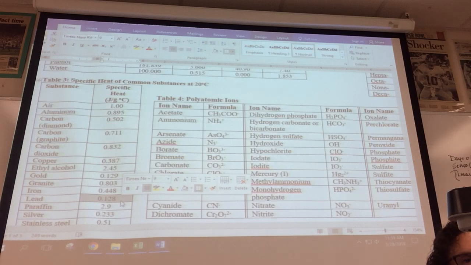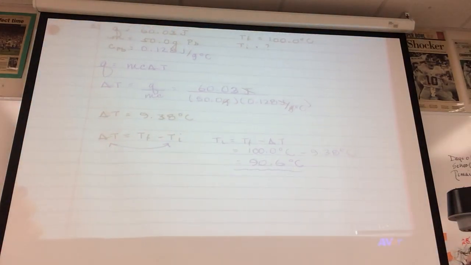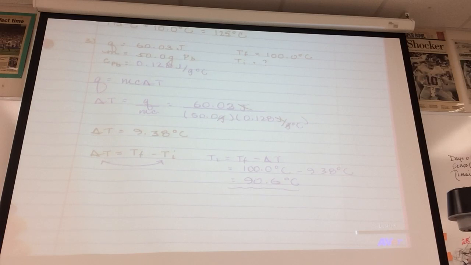Have an answer? All right. That's what I got. So on number 3, you got the specific heat of lead. You solve for delta T. Now be careful algebraically here. You're going to subtract your delta T from the TF to get the initial, and you get 90.6 degrees Celsius.